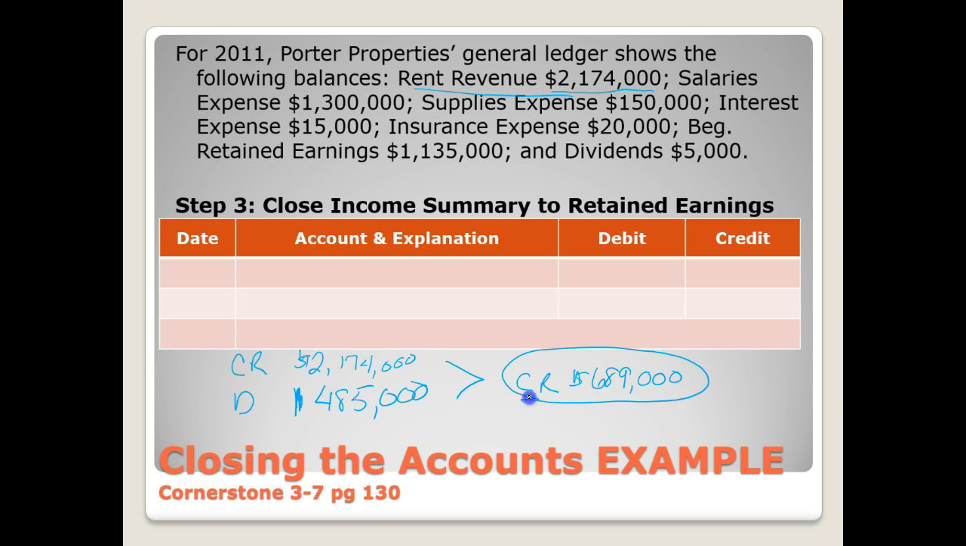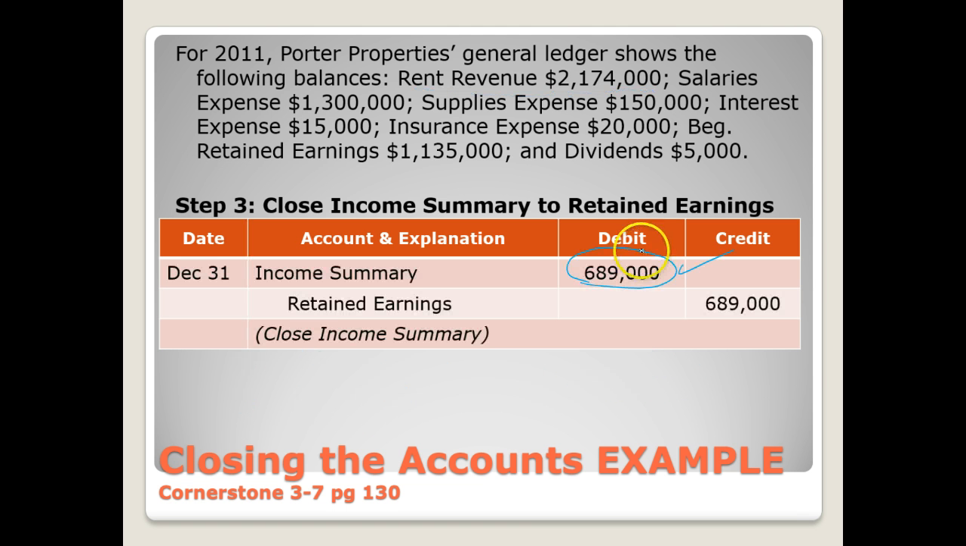I now need to close the income summary account. If it has a credit balance, I'm going to have to close it with a debit entry, right? So I'll take a debit of $689,000 and I'm going to put a credit entry in of $689,000 to retained earnings. And remember, a credit entry to retained earnings is an increase in retained earnings, which means I ended up having positive net income to add to my retained earnings as Porter Properties.